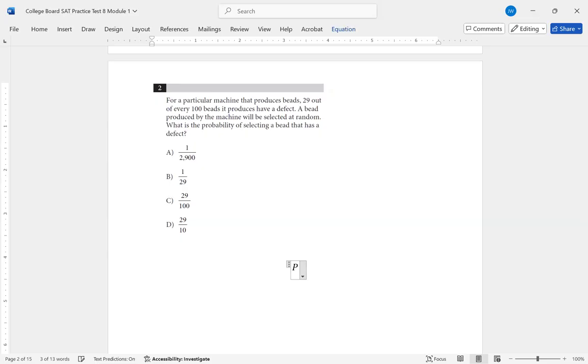So the probability of having a defect can be calculated by taking classical probability. So the number of beads with a defect divided by the total number of beads. So that would be 29 out of 100 as the probability of having a defect. That's obviously answer C. So the answer to question 2 is C, 29 out of 100.